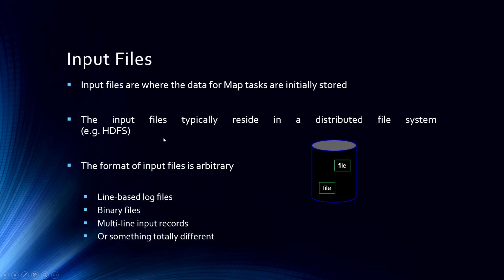So the input files, the main task. To process any output, we need input files. Input files are where data for the map task is initially stored. So whenever we perform a mapping task, all the initially stored data is in the input files. Input files typically reside in the distributed file system. The format can be arbitrary line-based log files, binary files, multi-line input records, or something totally different. We don't know.